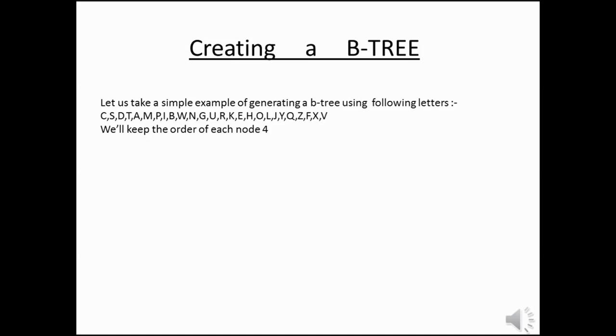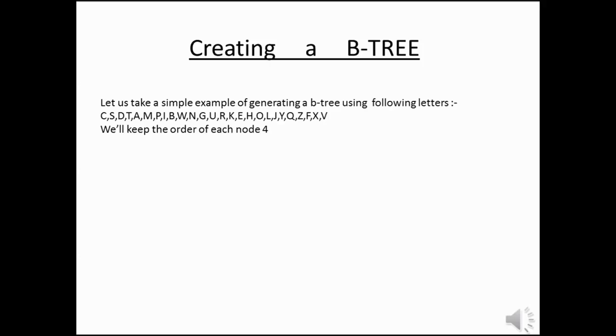Here, in this example, we have kept the order to be 4. Now, you might be thinking, what is this order? So, let me explain that. In simple language, order of the node represents the maximum number of elements that could be accommodated in a single node. That is, in this example, we'll see that in any node, the maximum number of elements will be 4. So, let's begin the creation of the tree now.